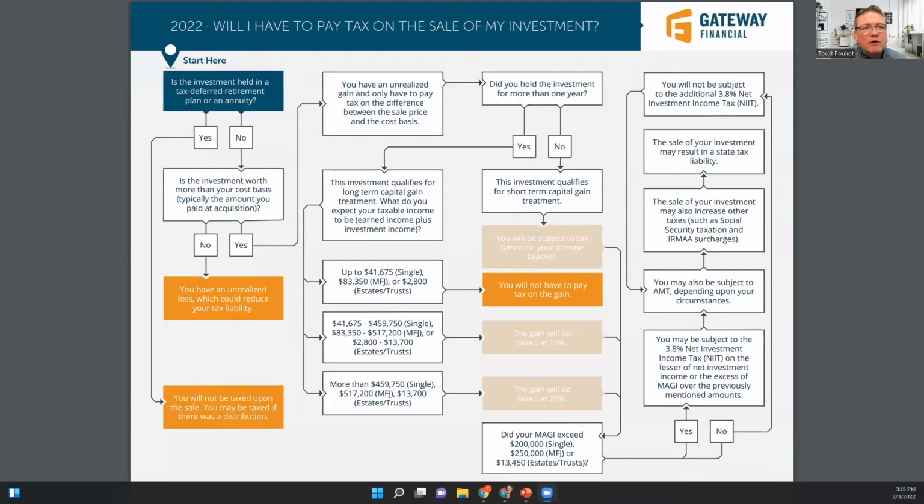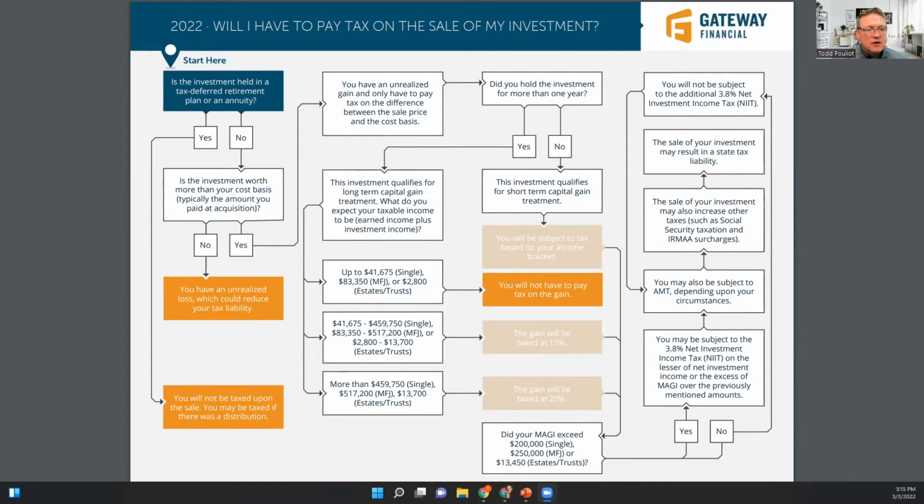So as we always do, we're going to come over here and share our screen. And obviously we'll update it as we keep going forward, but is the investment held in a tax-deferred retirement plan or annuity? Very important question to know what asset and the asset location. We always talk about asset location, but we never define that. Is it in a qualified retirement or tax-deferred retirement plan? 401k, 403b, IRA, think those things, Roth IRA.